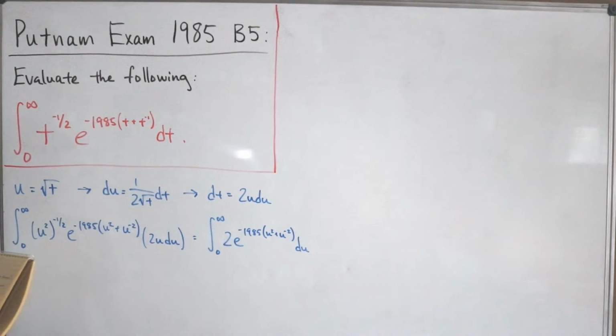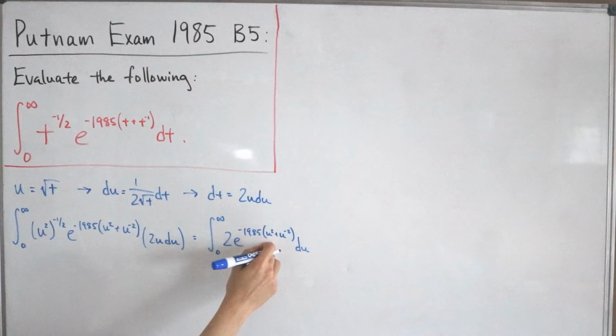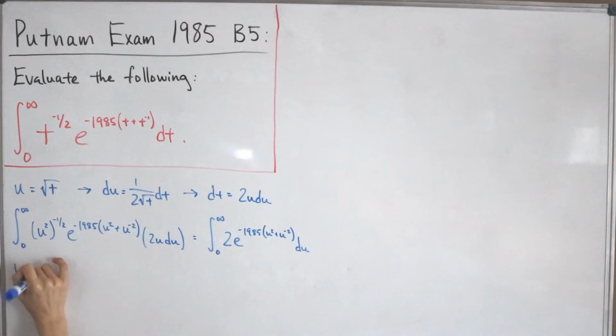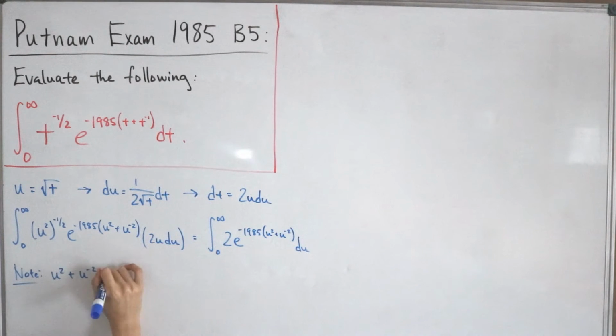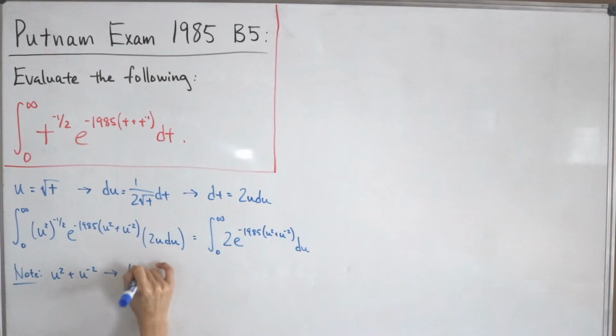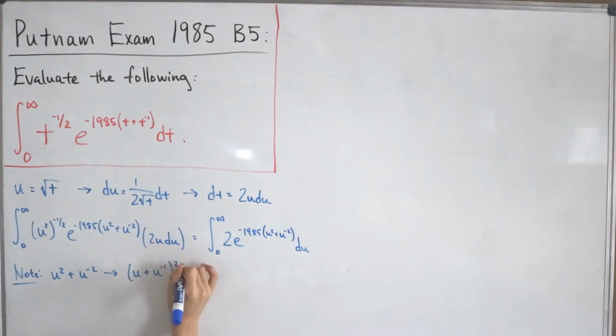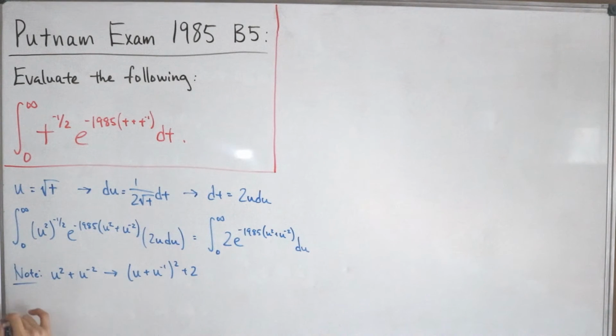From here, here's a little note that we should put down, mainly dealing with the quantity in the exponent. We can say that u squared added with u to the -2 can actually be written as (u minus u inverse) squared, and then add 2. From here, we can rewrite things a little further for this integral. First, because there's a 2, I can factor that 2 outside, as it's just a constant.